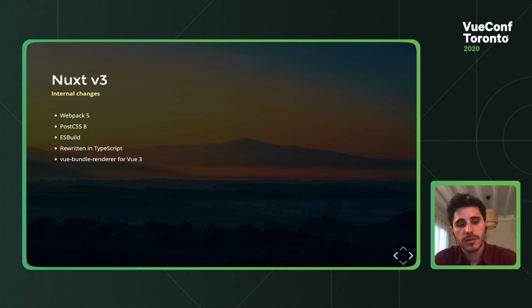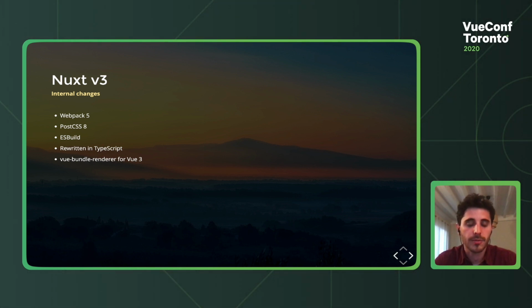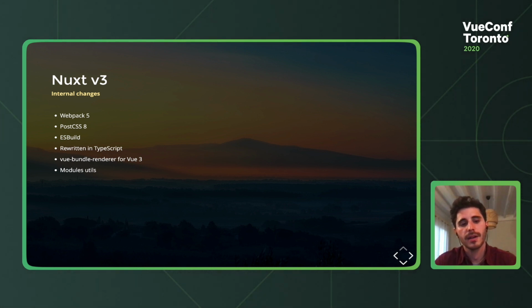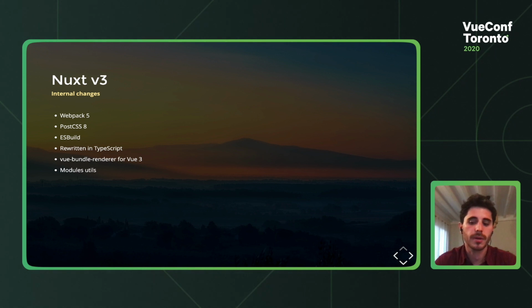We also wrote the Vue bundle renderer for Vue 3 for doing server-side rendering. And we're working on the module utils. So module utils will be able to add runtime code or build code. Simply, the idea is to simplify the build module by module and help module authors ship a really fast module without worrying too much about the side effects.